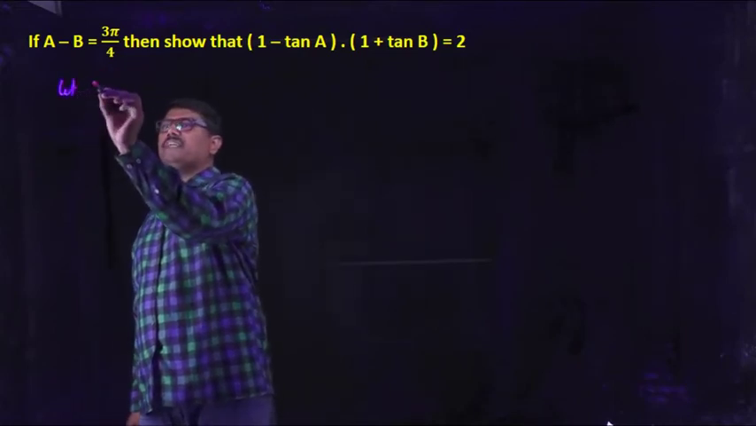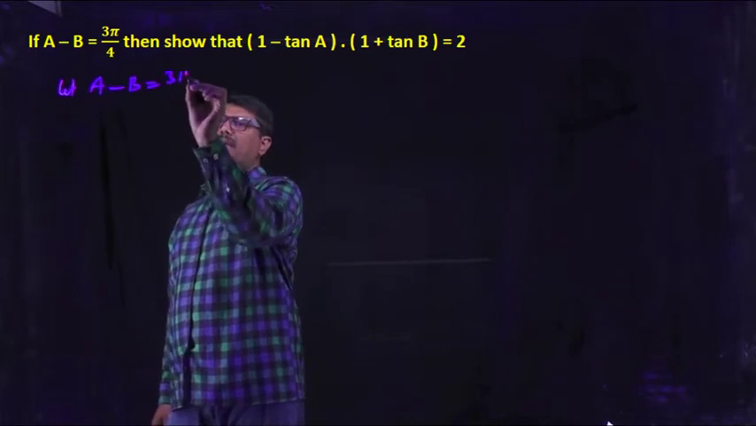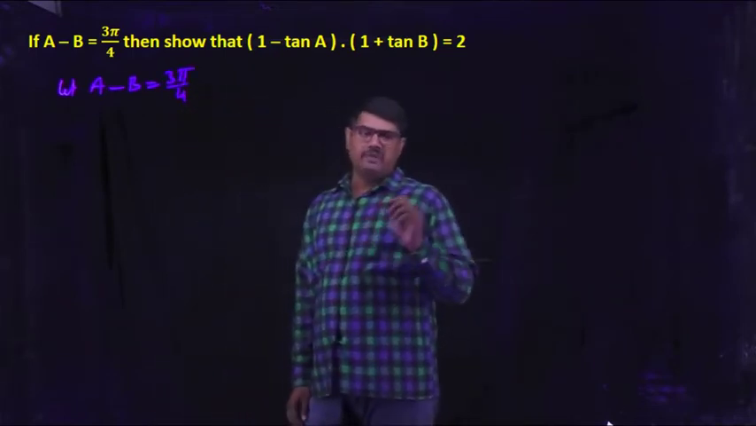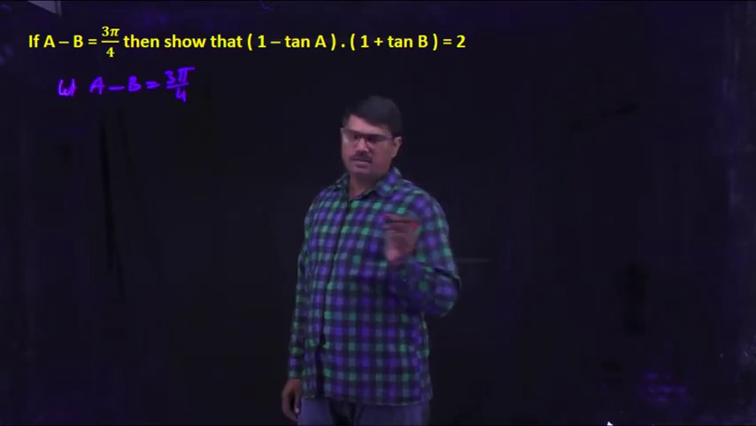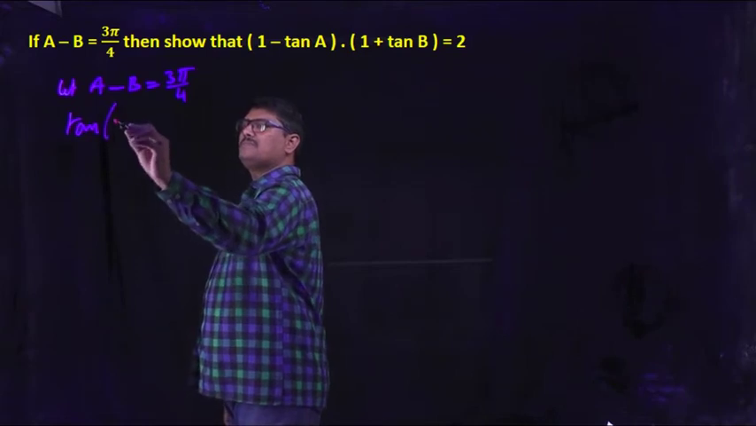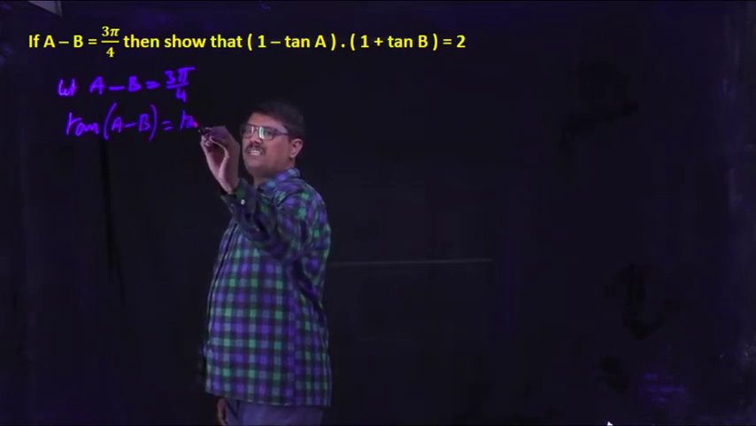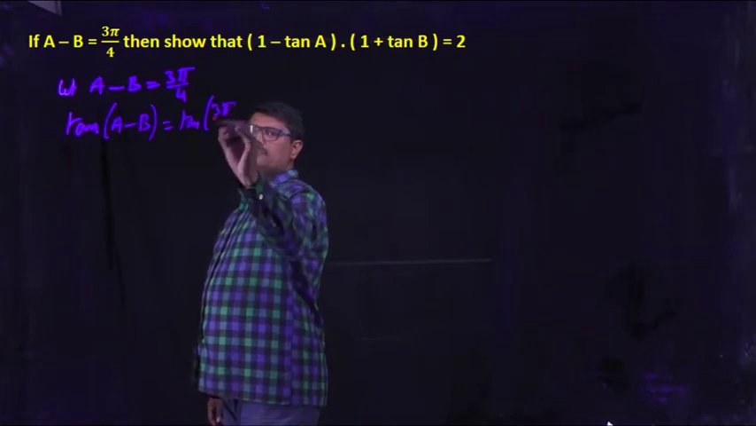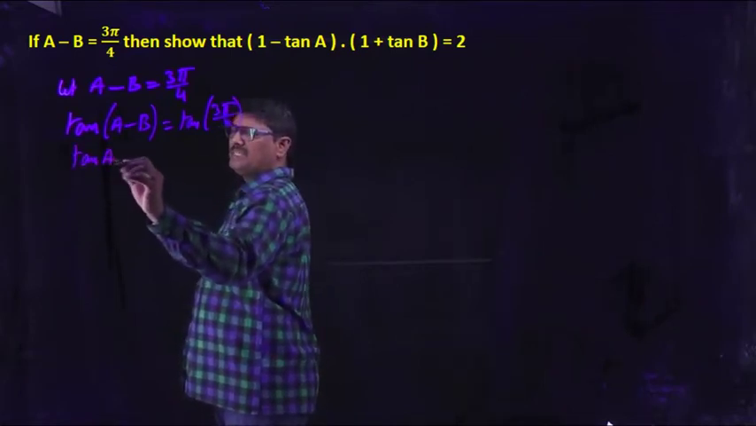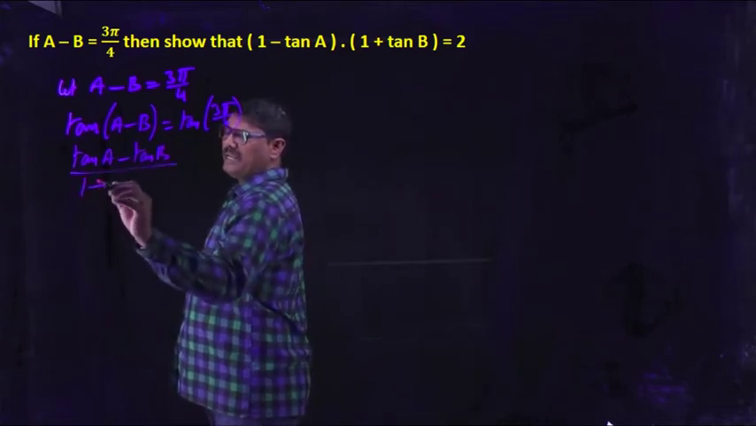Let me first write the given condition, which is A minus B is given as 3 pi by 4. So we need to verify the problem in terms of tan. That's why you have to take tan on both sides. So the tan of A minus B is tan 3 pi by 4. The formula for tan A minus B is tan A minus tan B by 1 plus tan A tan B.